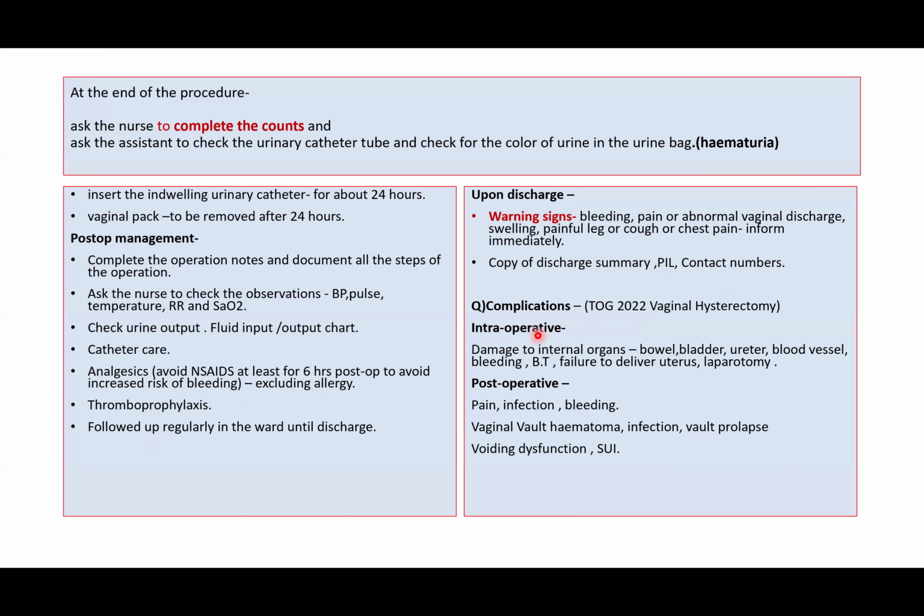Okay. So intraoperative damage to the internal organs, bowel, bladder, ureter, blood vessel, bleeding, and risk of blood transfusion, failure to deliver the uterus, and laparotomy. Then post-operative pain, infection, bleeding, vaginal vault hematoma, and risk of infection, vault prolapse, voiding dysfunction, stress urinary incontinence. Okay.